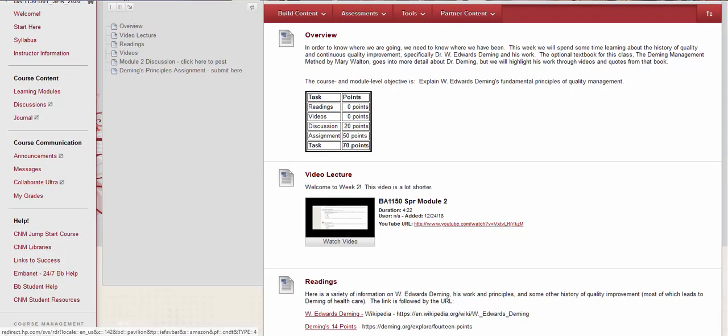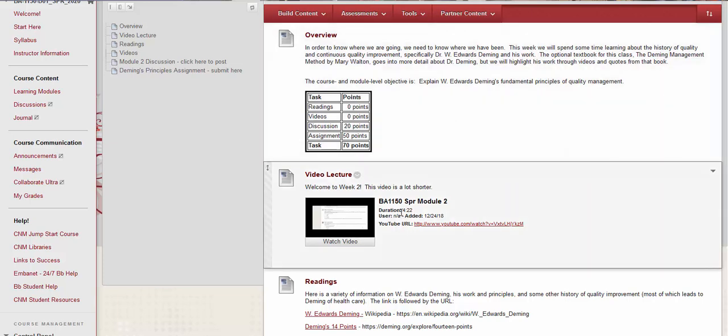Okay, so in order to know where we are going, we need to know where we've been. We're studying continuous quality improvement. One of our objectives is to explain W. Edwards Deming's fundamental principles of quality management. Well, you can't explain his fundamentals of quality management if you don't study them and you don't know a little bit about him. So all that is due this week is the readings and some videos, and then a discussion and an assignment. It's pretty quick, and smart students like you would really do yourselves a lot of favor if you were to do this earlier in the week than later.